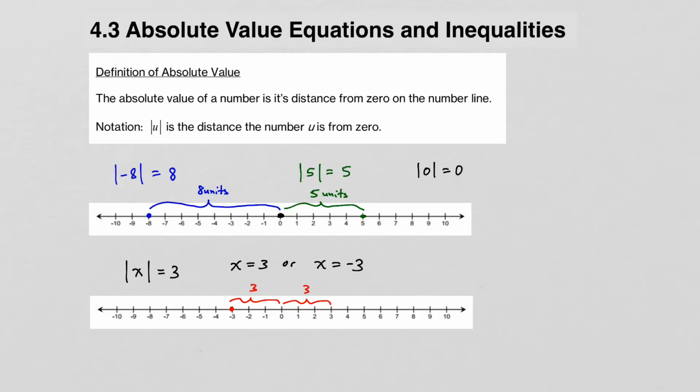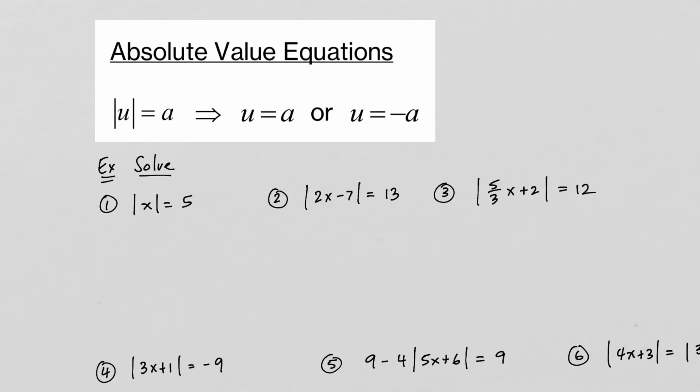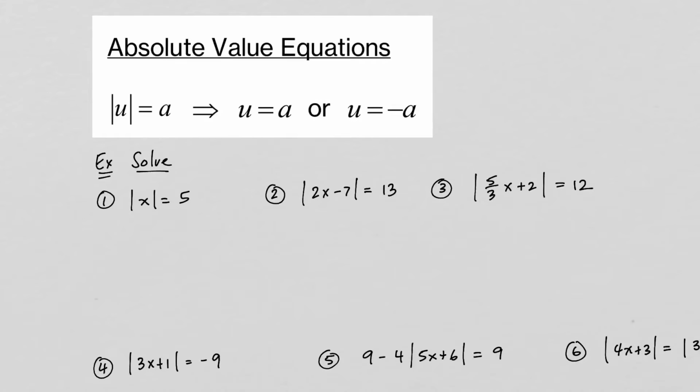So then, how do we solve more complicated equations where the inside of the absolute value is something a little bit more complicated than just having x? Let's take a look at some examples. So if we're trying to solve an absolute value equation, and we have the absolute value of u is equal to some number a, and we assume that a is a positive number, then the only way this can be true is if u itself equals a, or if u is equal to the opposite of a.